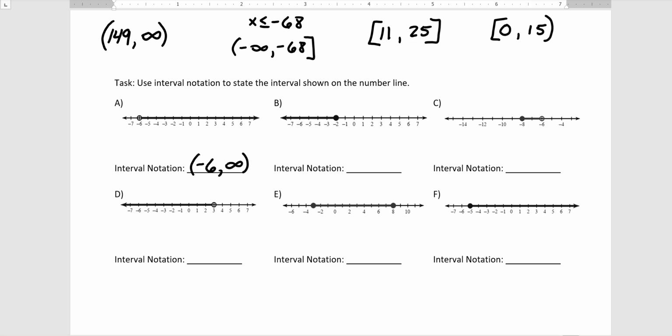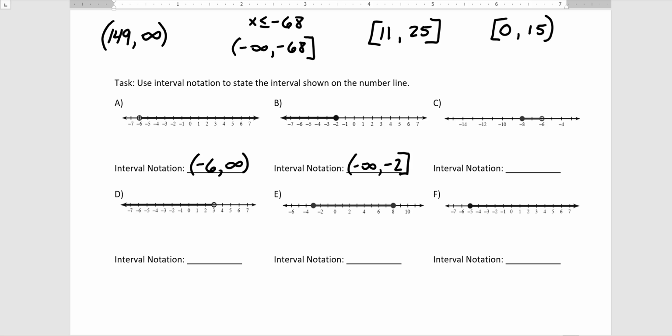Looking at letter B, interval notation, we want our lowest value first, which means this number line we show negative 2 all the way to the left now. So we're going to continue that all the way to negative infinity. What's the highest value we go to? Negative 2. Hard or soft bracket for negative 2 here? Well, since this is a closed circle, that means it can equal negative 2, which means we're going to have a hard bracket right there.